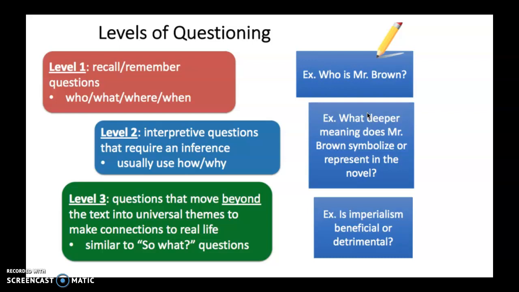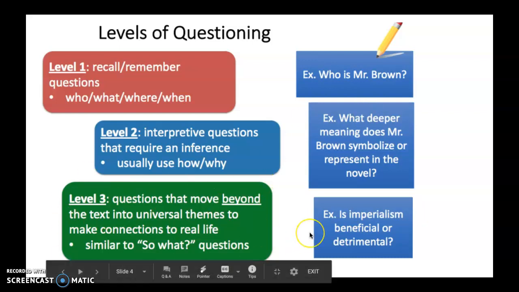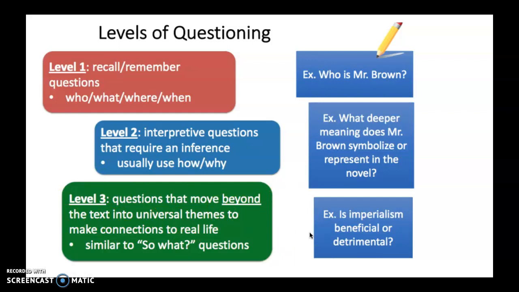Okay? Level 3, we do not use the title of the book or the author of the book. We do not use characters for a level 3 question, okay? This is when we use those universal themes or topics. So if The Great Gatsby is talking about relationships, what relationship question can we ask that could be answered with The Great Gatsby, but can also be answered with other books, okay?